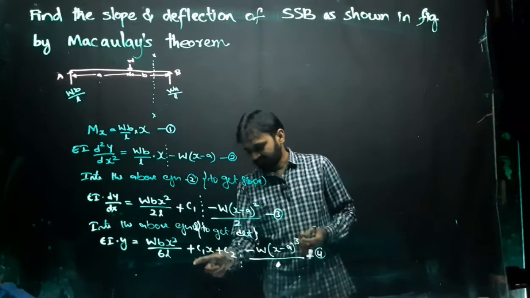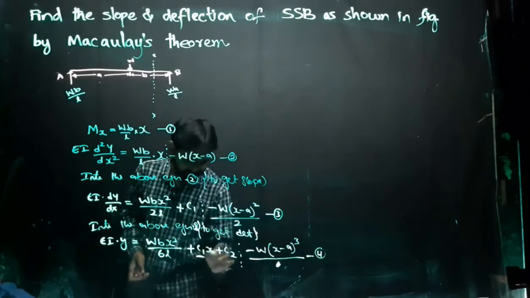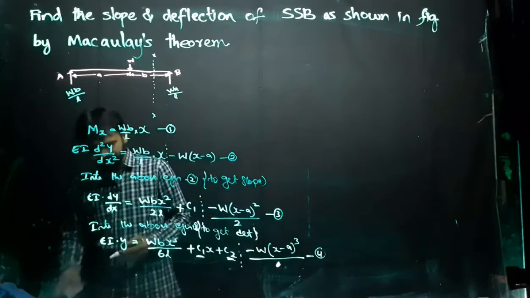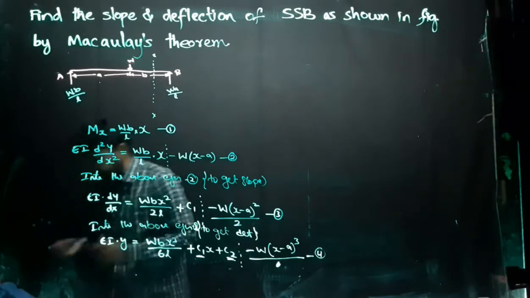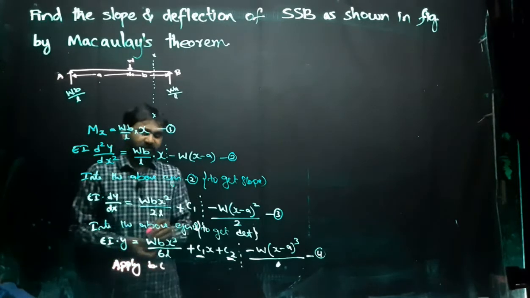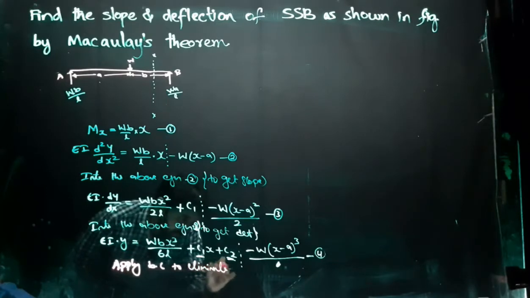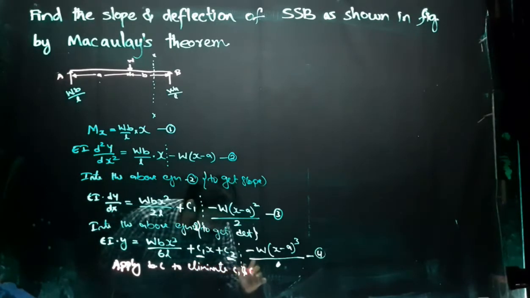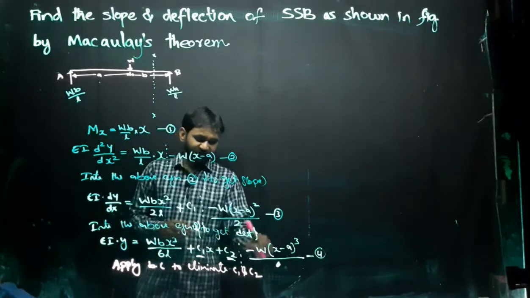So what I have to do is eliminate this. So I am eliminating this C1 and C2. How? By applying boundary conditions. So let us see, I am applying some boundary conditions. So I am writing here: apply boundary conditions, BC in the sense boundary conditions, to eliminate C1 and C2.